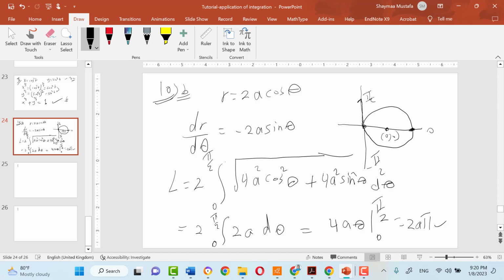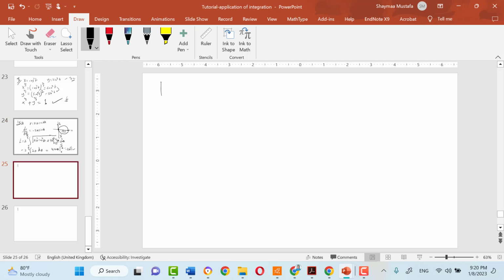Now for question 10c, I think it's easy, you have no problem. For question 10d, okay, we can check question 10d. For question 10d, you have the r equal to a(1 minus cos theta).